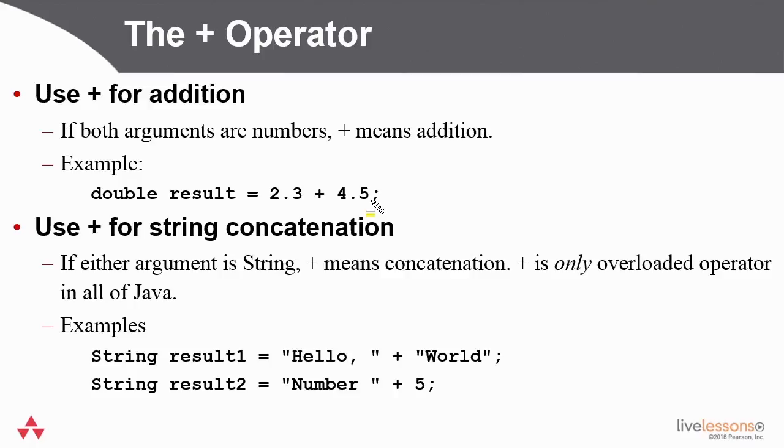But in Java, plus can also mean string concatenation. So in these later two examples, one or both of the things on the left or the right of the plus sign are strings, and so plus does not mean addition, it means string concatenation. So result 1 is hello world, a single big string, and result 2 is number 5, a single big string. In some languages, in C++ in particular, operators can be overloaded extensively. In Java, however, plus is the only built-in overloaded operator, and you cannot define your own operators in Java.